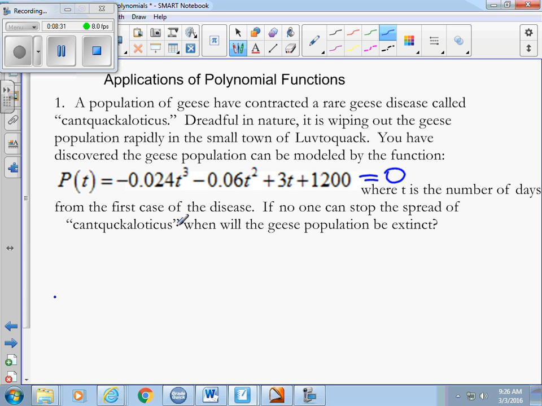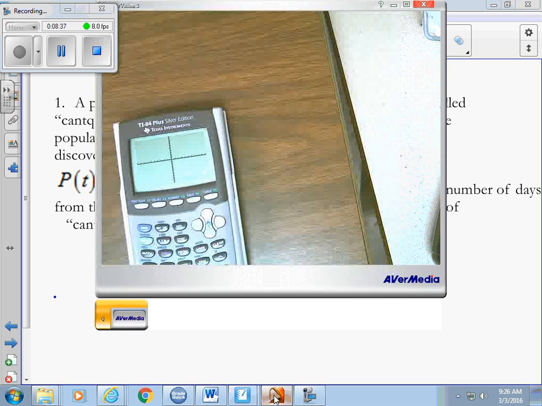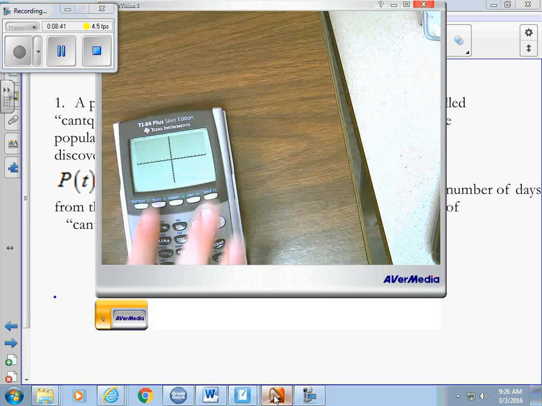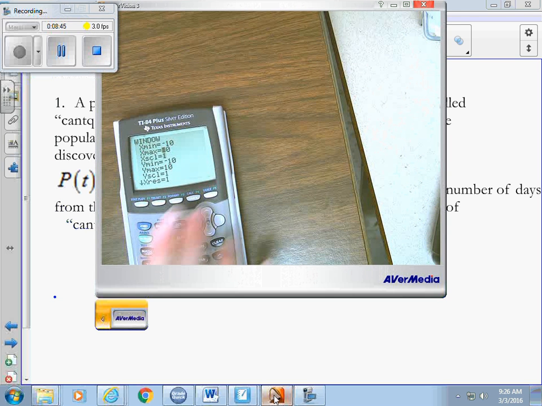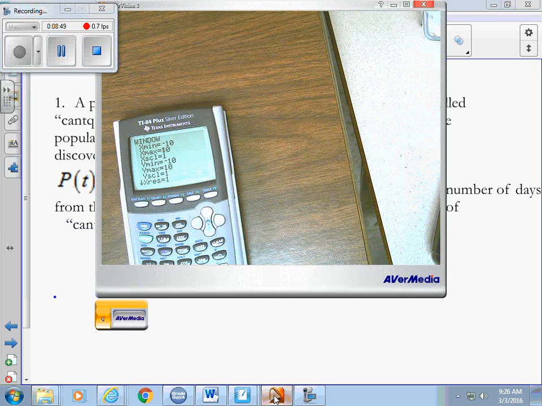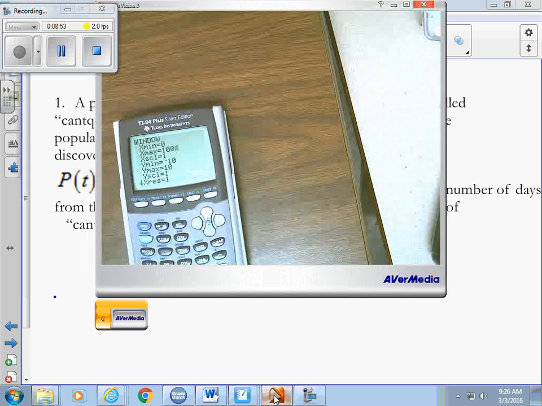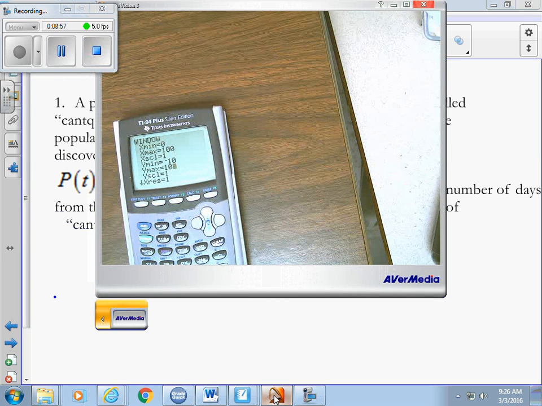Would there be any need to go farther left? No, because we're probably not going to do number of days being negative. So I'm going to go to my window. I'm going to change, first of all, my x-max, because I notice I don't see any zeros on 0 to 10. So I'm going to go 0 to, I don't know, 100. Try something big. And you can also change your y-max to be something bigger as well.